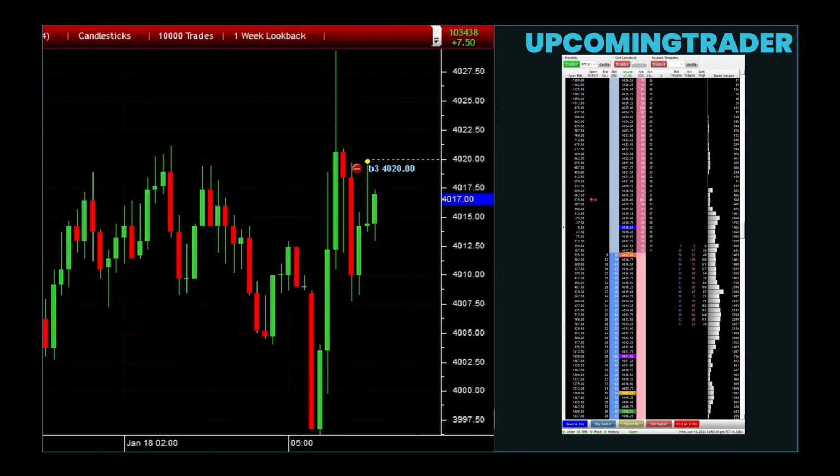Another mistake is relying too much on on-balance volume alone. While on-balance volume is definitely a great tool, it works best when you combine it with other indicators or price analysis. Always try to look at the bigger picture.